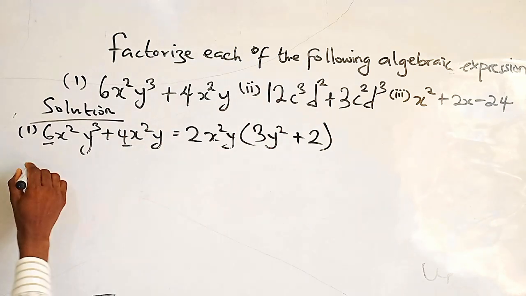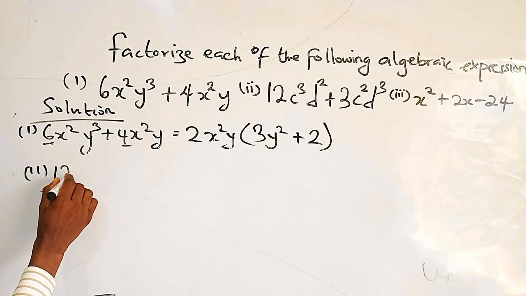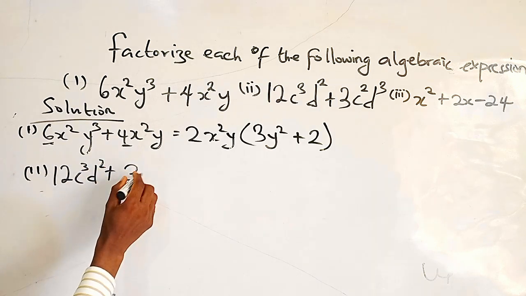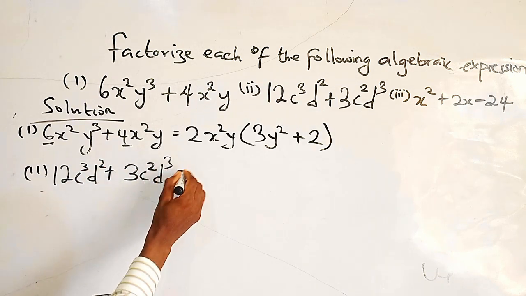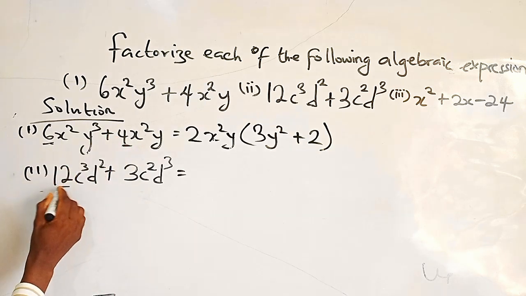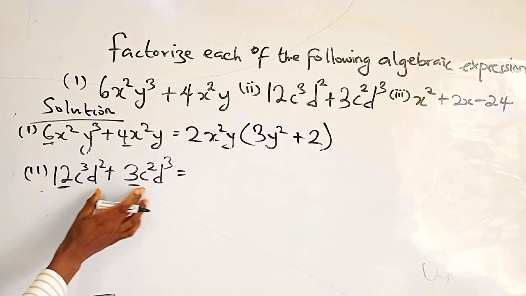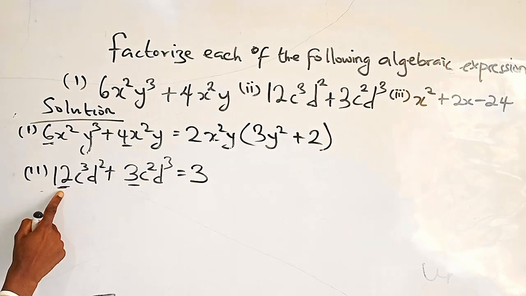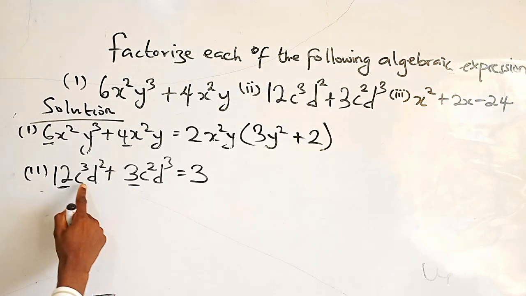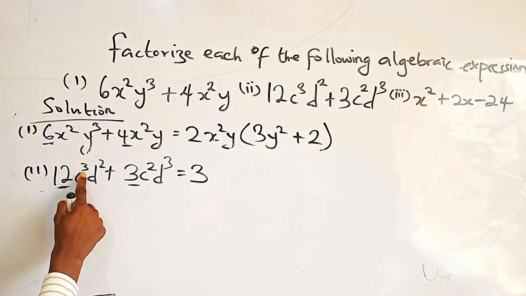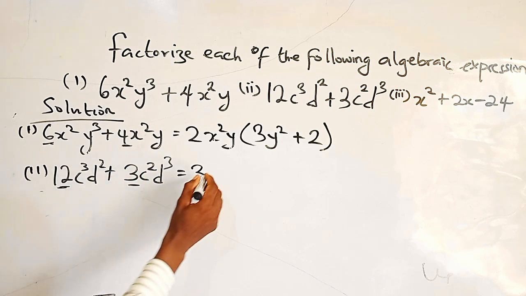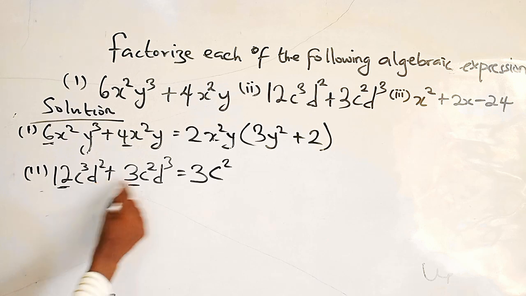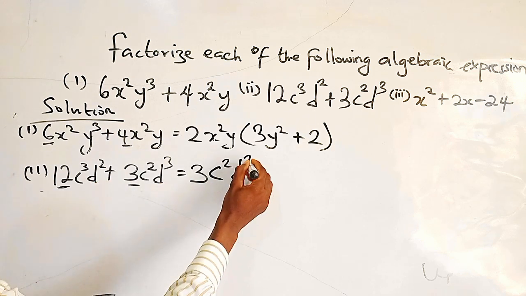For the second one, I have 12c to the power 3 d squared plus 3c squared d cubed. The same idea: I look at the numbers given. What is common that I can use to factor this out? I have 3, since 3 times 4 is 12 and 3 times 1 is 3. For the letters, I have c to power 3 and c to power 2, so c squared is common to both. I have d squared and d raised to power 3, so d squared is common.